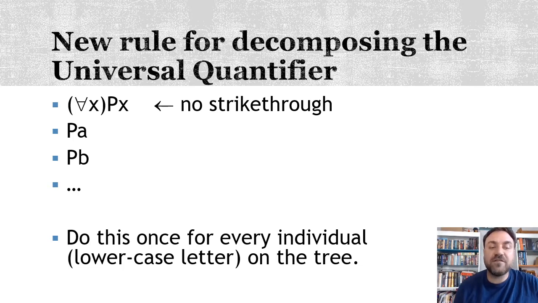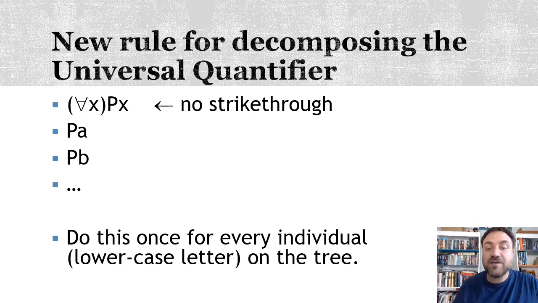And what you do to instantiate that is put in a constant, A, B, C, D, or whatever, and you instantiate it for every individual that is on the tree somewhere. So if there's an A on the tree somewhere and a B on the tree somewhere, you'll want to substitute A in for the x, and you'll want to substitute B in for the x, and then you're done. You're not done instantiating a universal claim until all of the constants have been instantiated once for every universal on the tree.